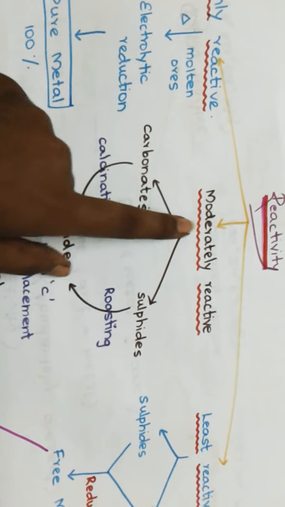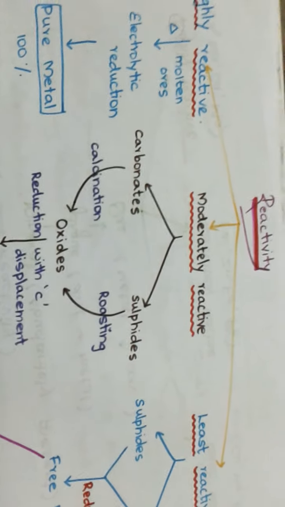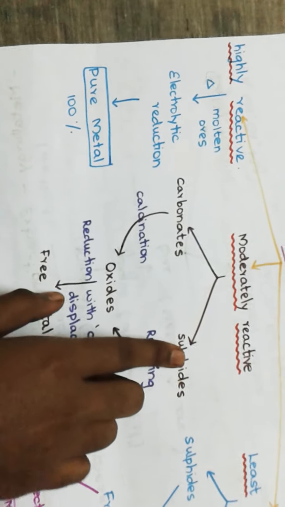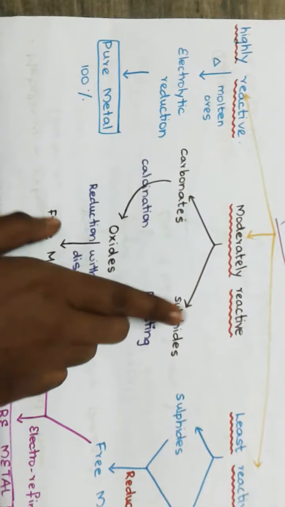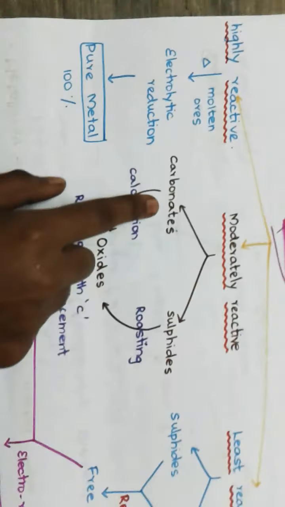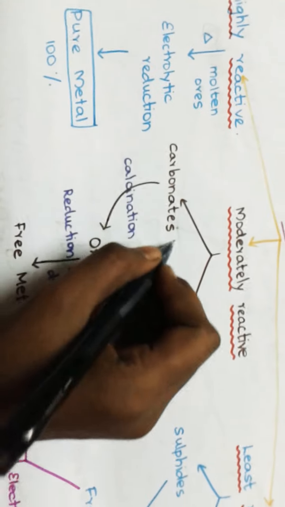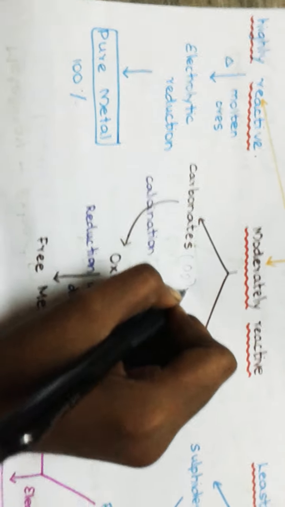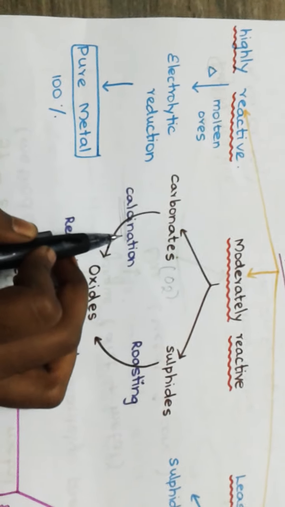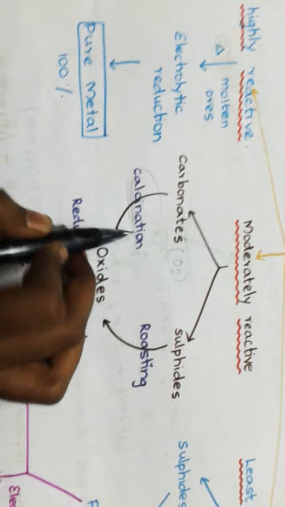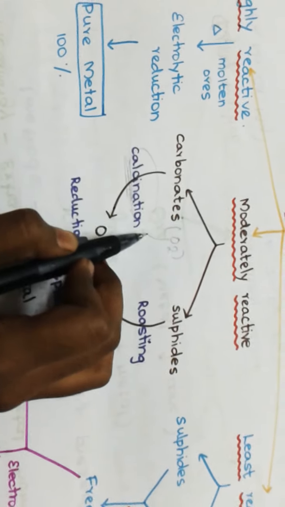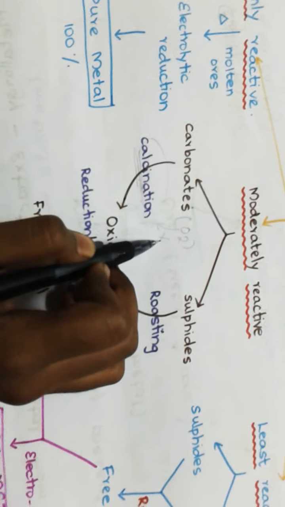Next, for moderately reactive metals, here you see it has two things. It can either exist as carbonates or as sulfides, and for these two you have different processes. When you see carbonates, they already have a lot of oxygen. So when it has a lot of oxygen, calcination is enough. Calcination is otherwise called decomposition. In other words, you can decompose, that is, heat it in the absence or with less amount of oxygen.